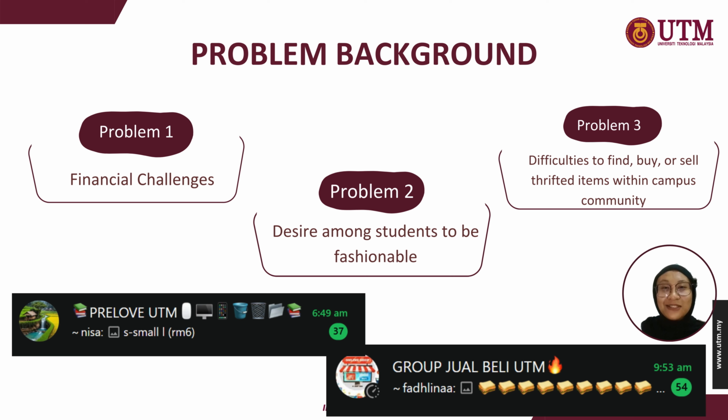The main problems that led to this project are, first, financial challenges faced by students, which limit their ability to purchase university necessities. Then, a desire to be fashionable, which often results in fast fashion practice. And lastly, the lack of a centralized platform for buying and selling thrifted items on campus. So students often rely on social media groups like WhatsApp and Telegram, which are not optimized for selling and buying thrifted items. These issues inspired the development of a campus-focused thrift marketplace.